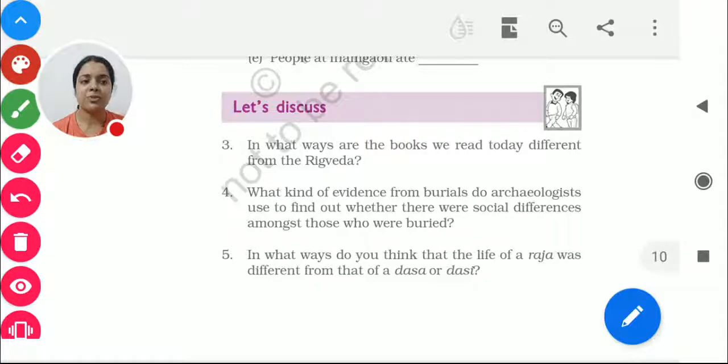You can mention them also. Now coming to question number 4, what kind of evidence from burials do archaeologists use to find out whether there were social differences amongst those who were buried? We have to find out about the evidence which archaeologists found. So we have an example.